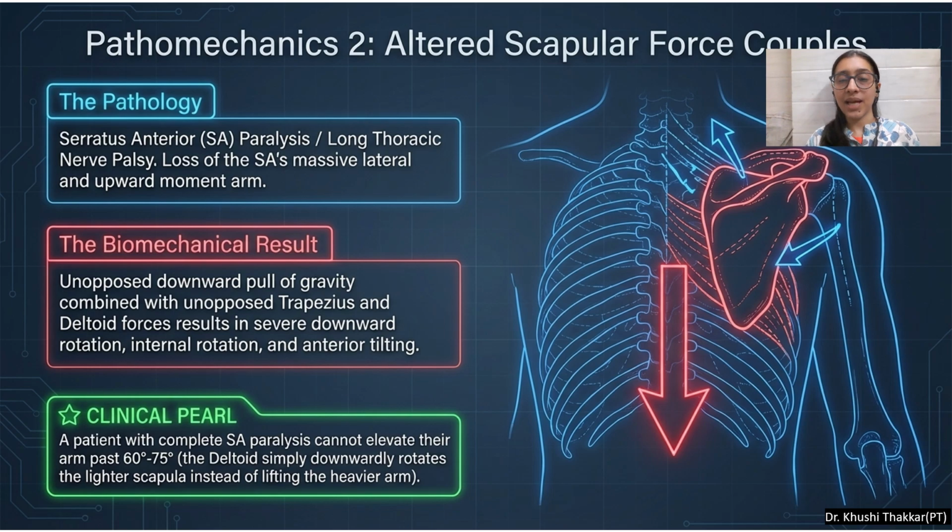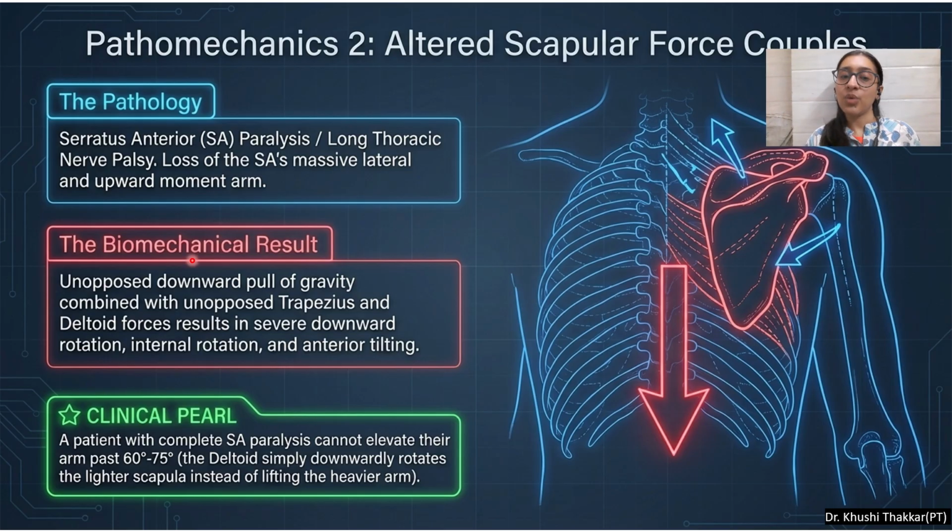Moving on to mechanics 2, that is altered scapular force couples. Now we know that scapular force couples are provided by two major muscles, that is the trapezius and the serratus anterior. Now the pathology includes long thoracic nerve palsy. This nerve supplies the serratus anterior muscle, which will undergo paralysis if that nerve is affected. Loss of serratus anterior means the lateral and upward movement of the arm will lead to a biomechanical dysfunction.